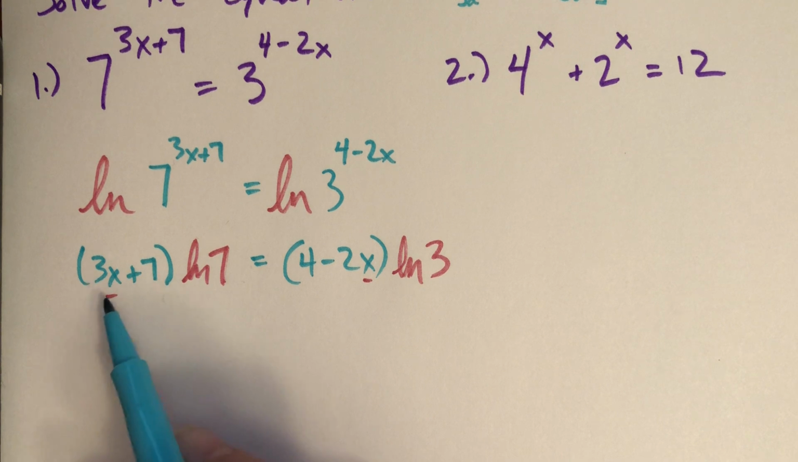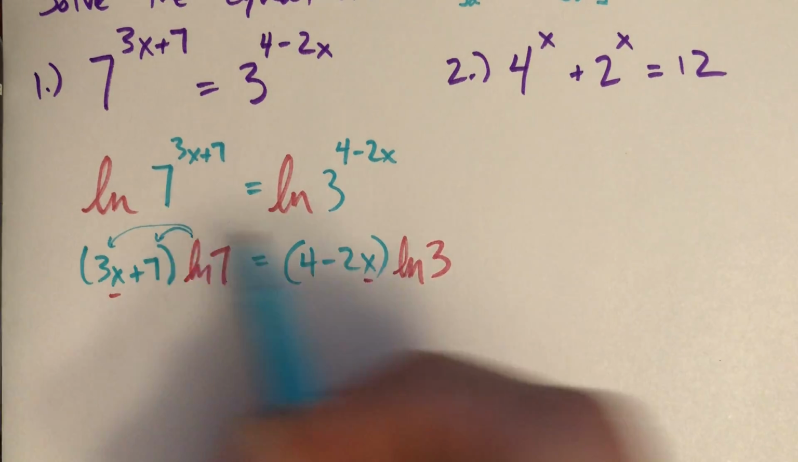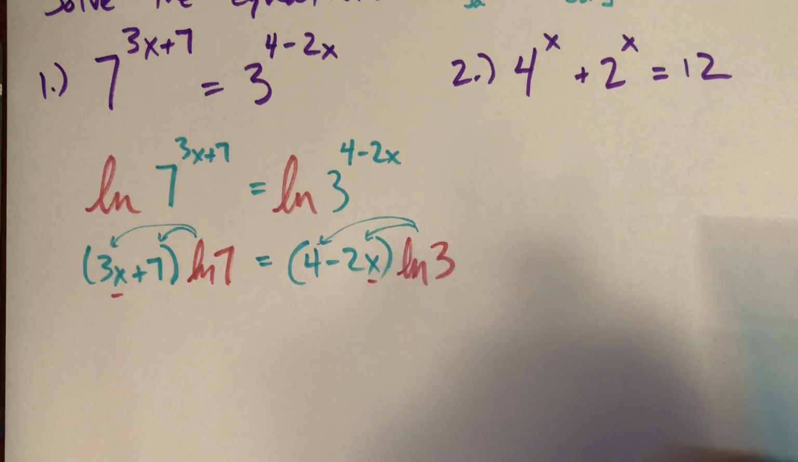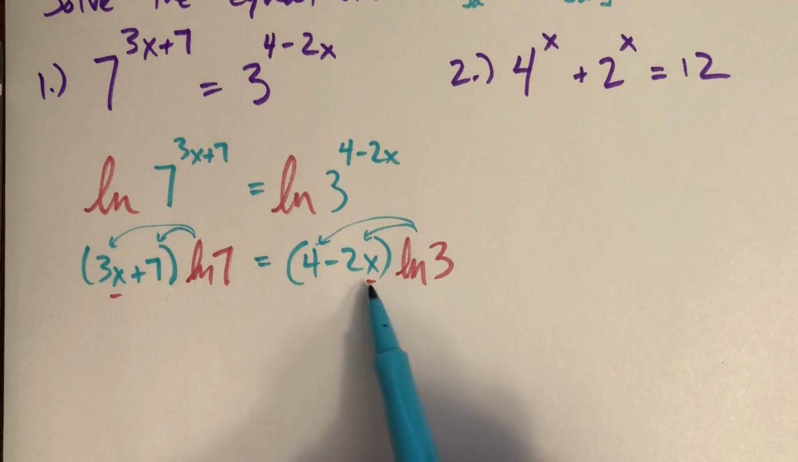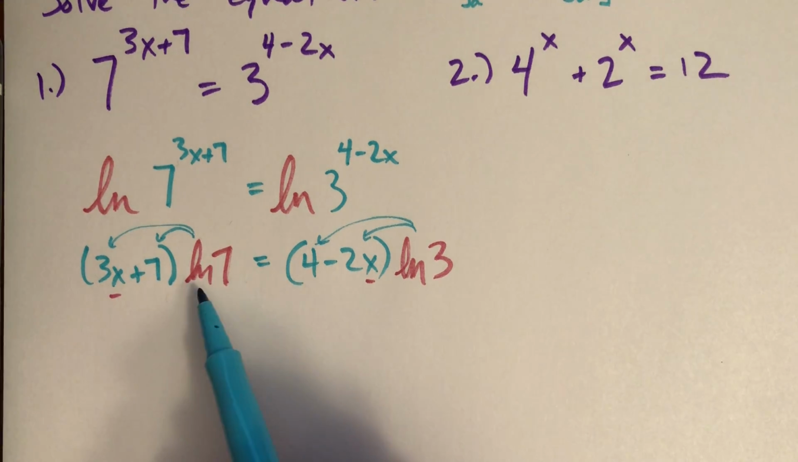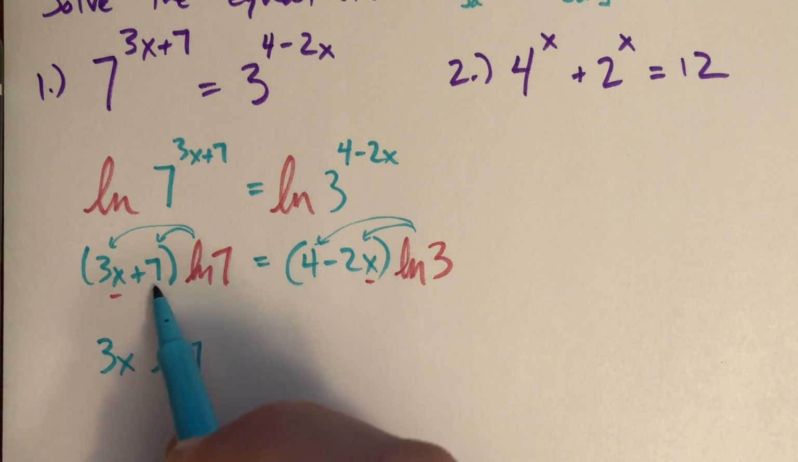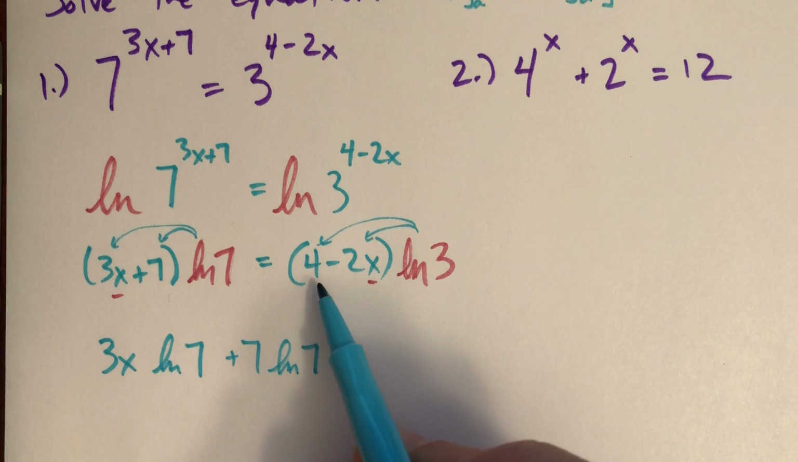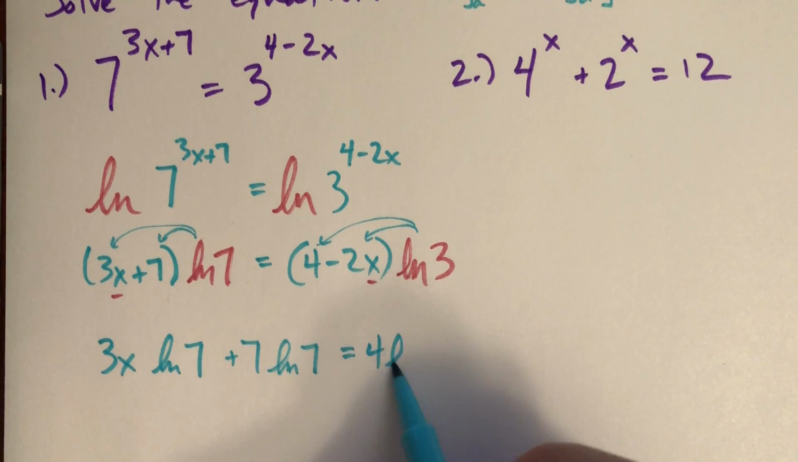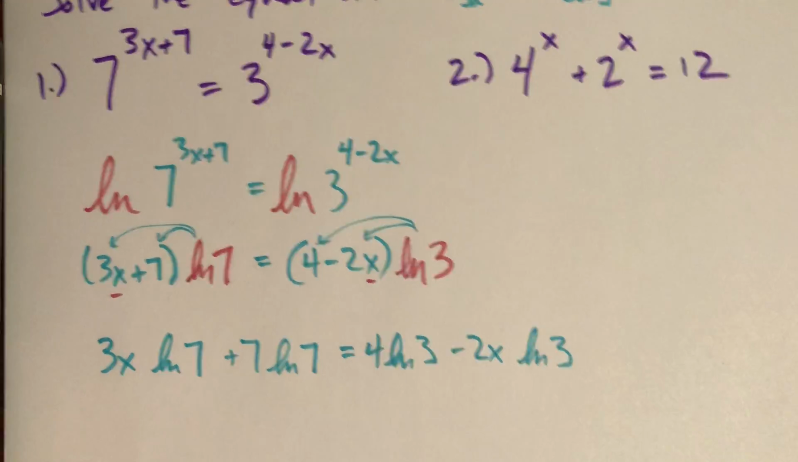If I want to get this thing out of the parentheses, I can distribute, right? We can distribute this natural log 7 to both of these terms. We're going to distribute this natural log 3 to both of those terms. And then we're just going to do the usual stuff. We want to get our x values together, so let's multiply this through. We've got 3x times natural log 7, and then I've got 7 natural log 7. And then we can multiply through here. I've got 4 natural log 3 minus 2x natural log 3.